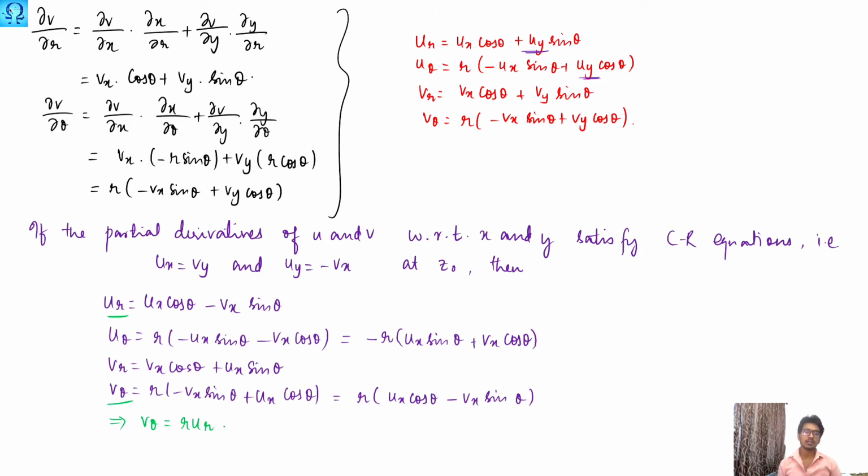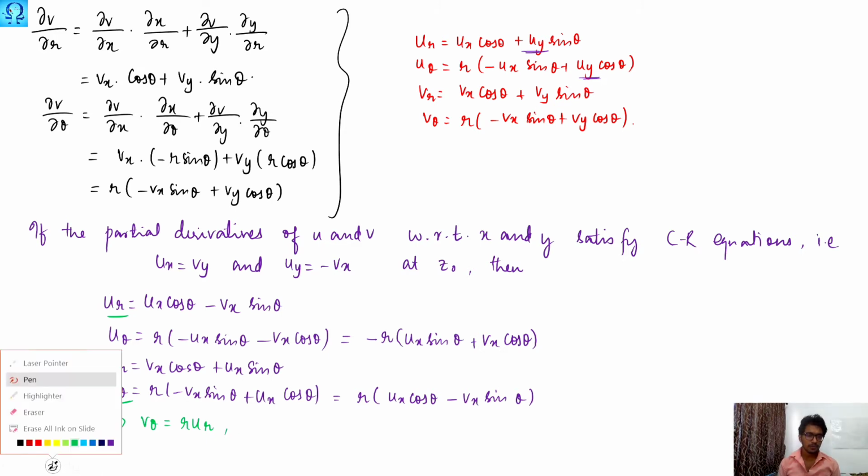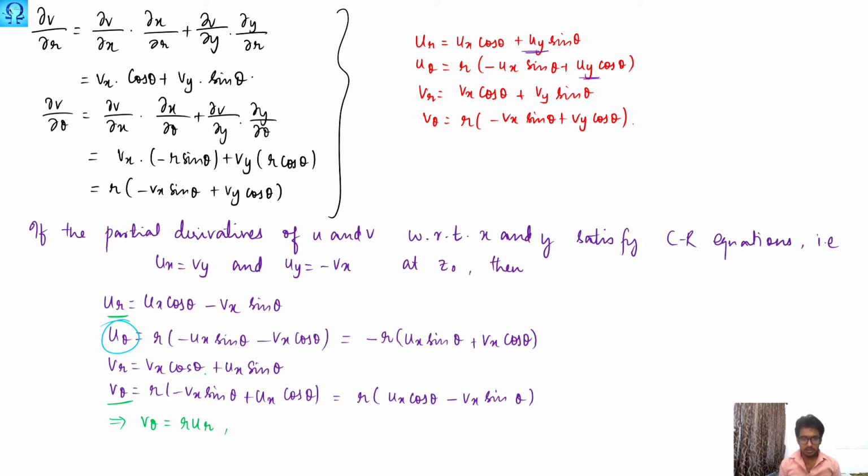So your v theta is r times u r. And with the help of the other two things, we are going to see. So you look at the value of this quantity and look at the value of this quantity: v x cosine theta plus u x sine theta. So that is what we have inside. Since addition is also commutative, we can do those things.